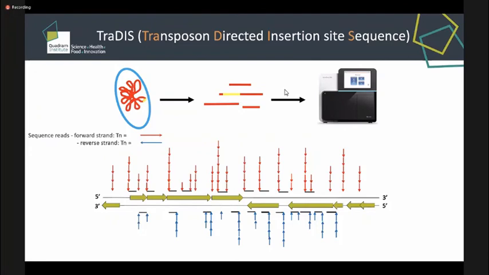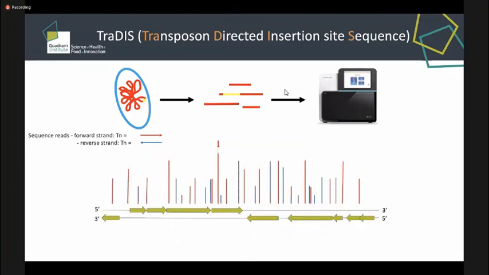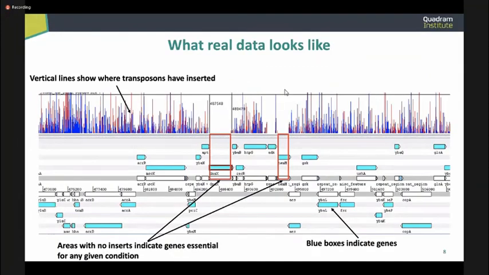So we can show the insertion sites without arrowheads, just as lines. Each line's height shows the number of mutants, and the position of the line shows where the insertion happened on the genome. We can show the insertions on the forward and the backward strand on the same side as well. So this is how real TraDIS data looks.